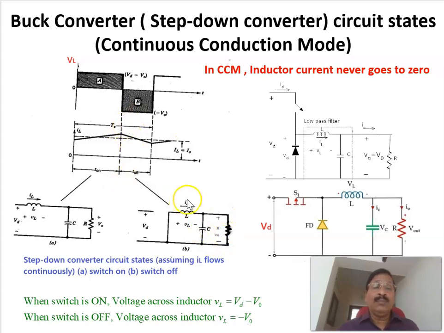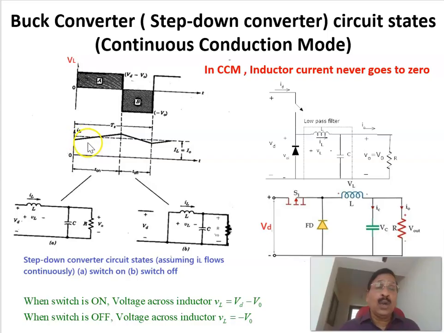Therefore, when the switch is off, the voltage across the inductor is equal to minus V0, and when the switch is on, the voltage across the inductor is equal to Vd minus V0, input voltage minus output voltage. Therefore, this is a positive voltage coming across the inductor, and this is a negative voltage coming across the inductor during the off period. This is during the on period.